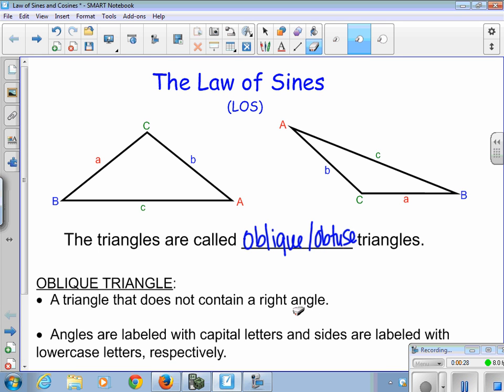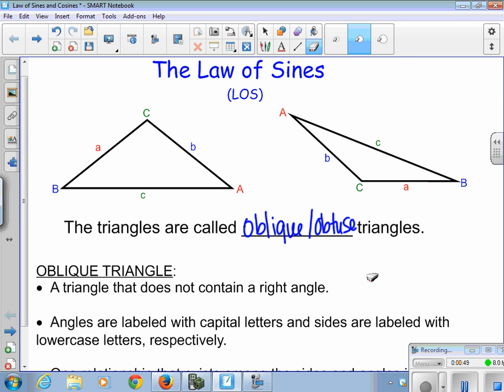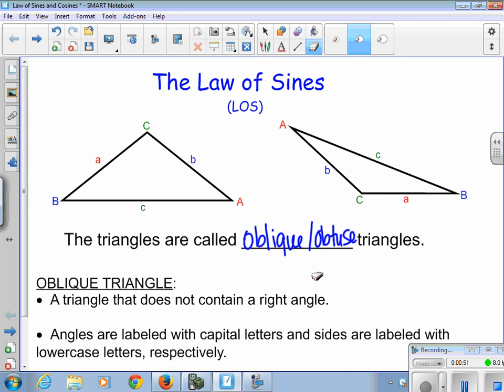And so if you have a triangle that's oblique or obtuse, you can't use SOHCAHTOA, or the regular sine, cosine, tangent, where you did opposite over hypotenuse, tangent, adjacent, and all that good stuff. You also cannot use the Pythagorean theorem, okay? So no more can you use that if you have an oblique or obtuse triangle that doesn't have a right angle. So the law of sines is what we're going to use instead.